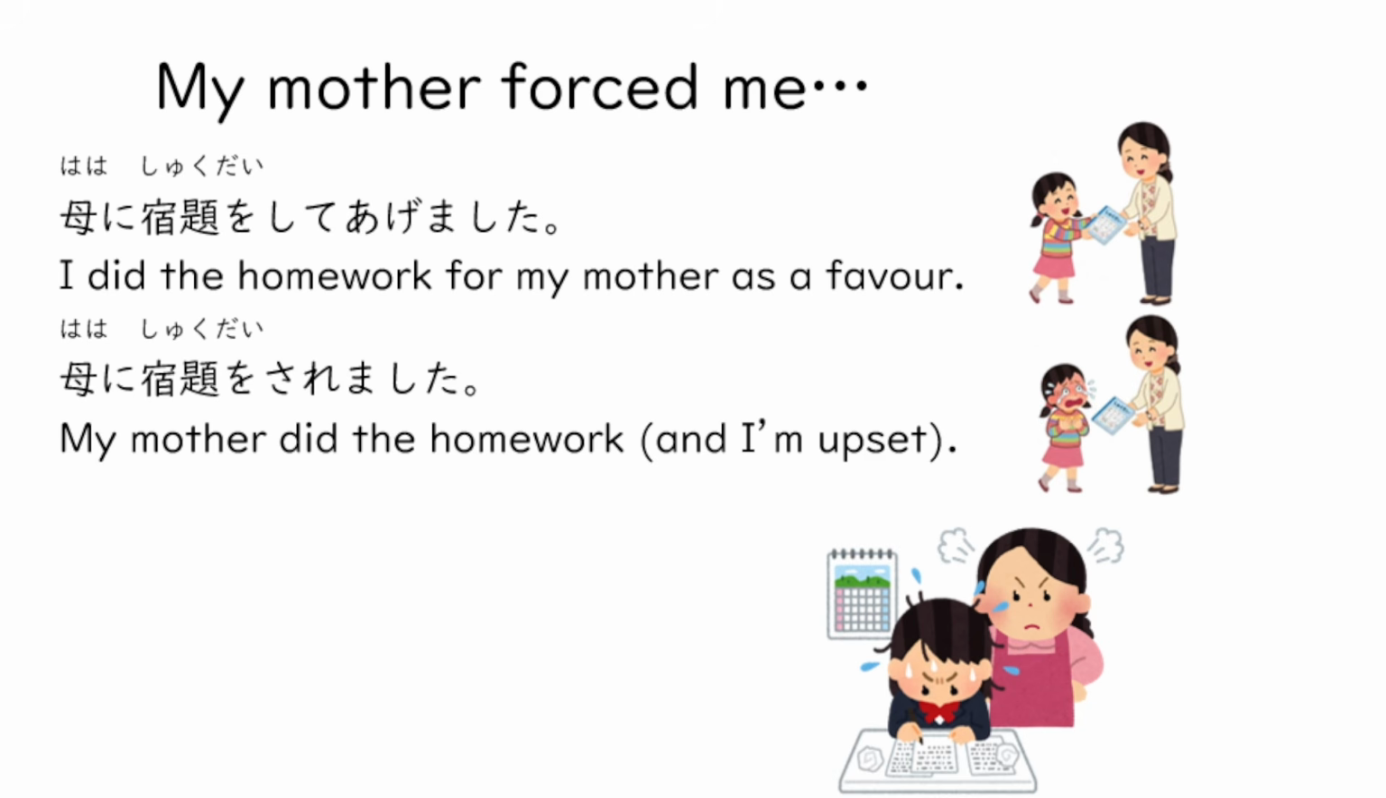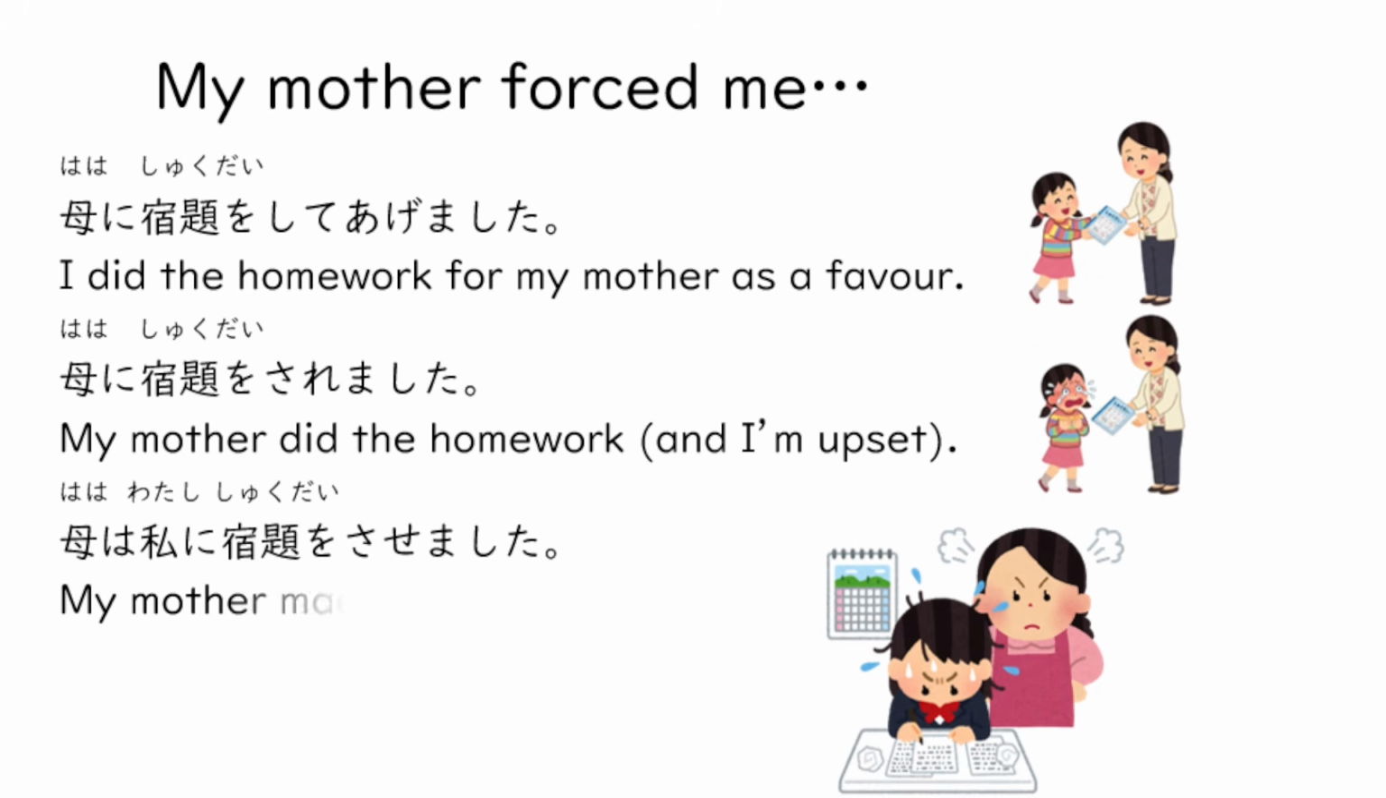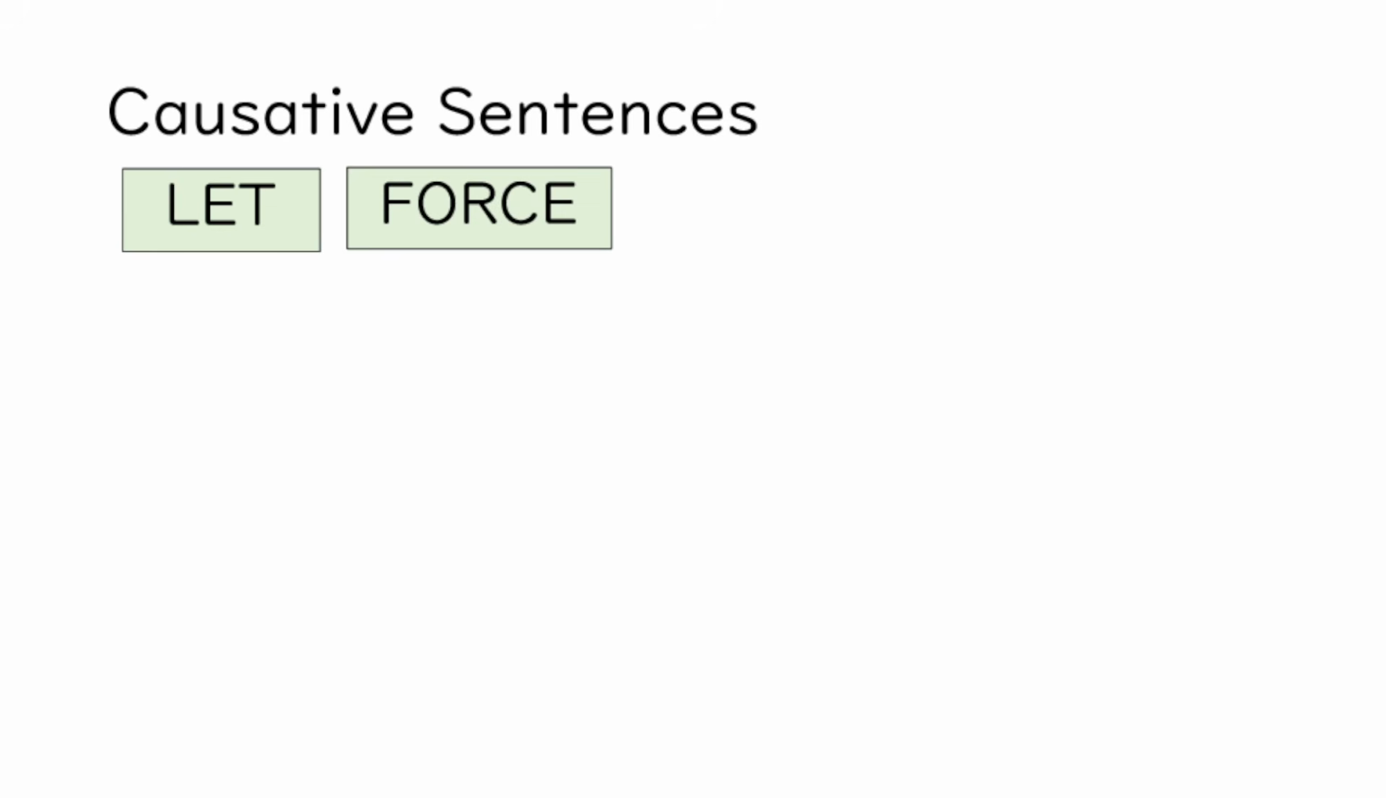Fortunately, Japanese has a specific grammar to express this. You can say, 母は私に宿題をさせました. My mother made me do the homework. It's called the causative form, and I will explain how to use it. The causative form actually has three main uses: letting someone do something, forcing someone to do something, or causing someone to react in a certain way.